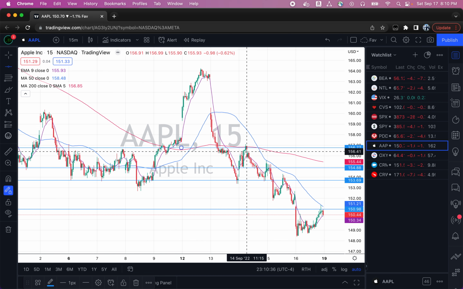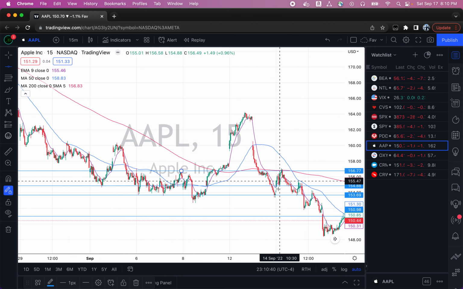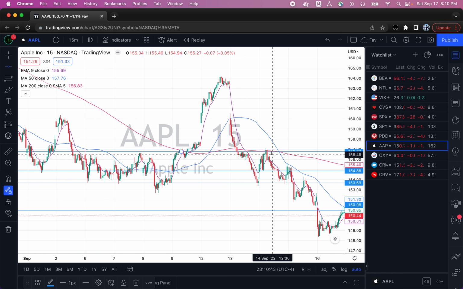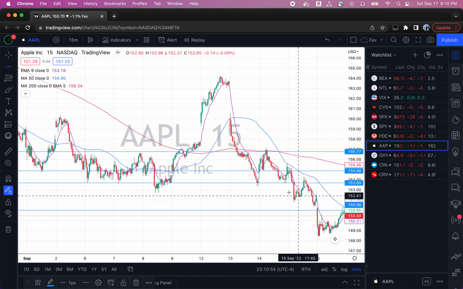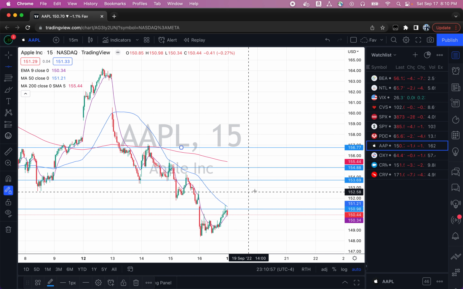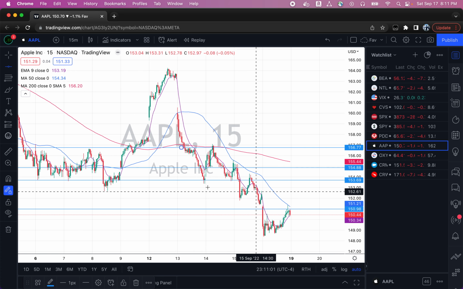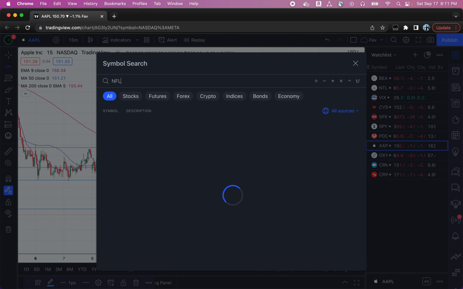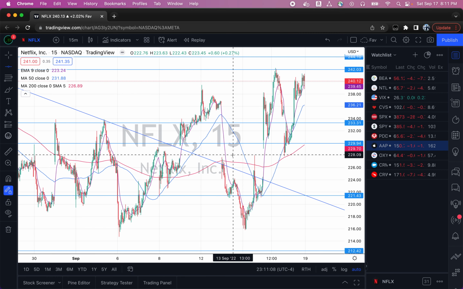In Apple, I found this really frustrating because it always retraces more than 100%, and then it goes back down again, and then it retraces more than the support levels, and then dies again. So you need to understand how each ticker moves, even specifically. Like if you see Netflix, the trade I posted earlier, Netflix always bounces around this level.